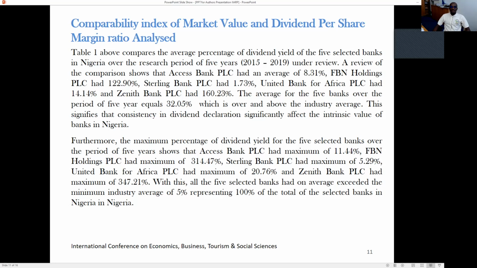Furthermore, the maximum percentage of dividend yield for the 5 selected banks over the period of 5 years shows that Access Bank PLC had a maximum of 11.44%, FBN Holding PLC had a maximum of 314.47%, Sterling Bank PLC had a maximum of 5.29%, United Bank for Africa PLC had a maximum of 20.76%, and Zenith Bank PLC had a maximum of 347.21%. With this, all the 5 selected banks had on average exceeded the minimum industry average of 5%, representing 100% of the total of the selected banks in Nigeria.